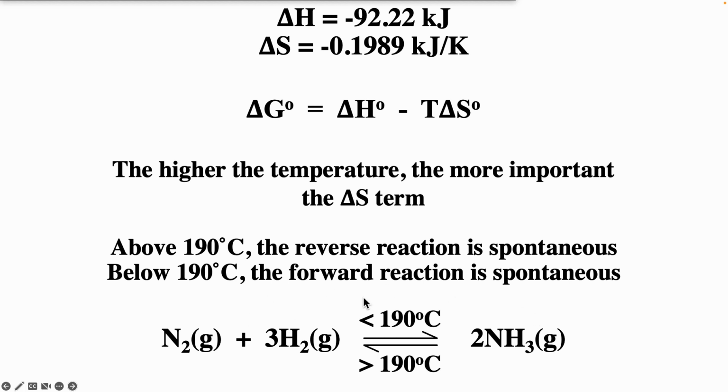Sorry, did I get that wrong? So this is more important at high temperatures. And so at high temperatures, the reverse reaction is going to be spontaneous. And so at low temperatures, this one's more important. And so at low temperatures, the reaction is spontaneous.